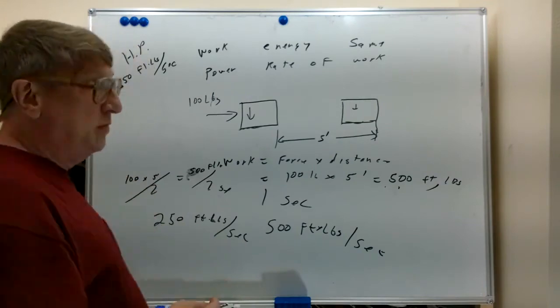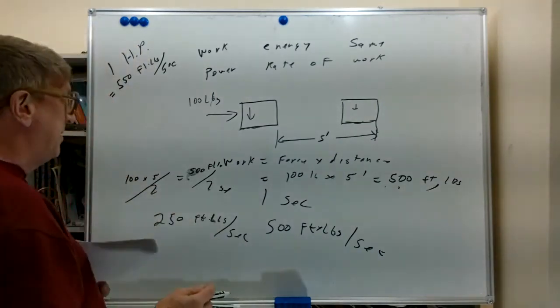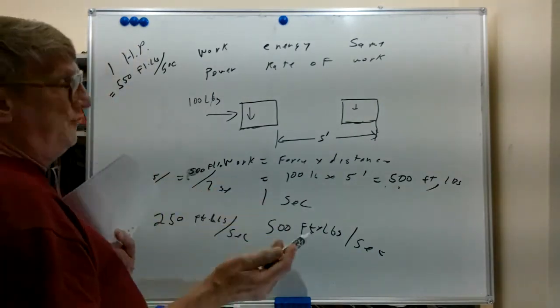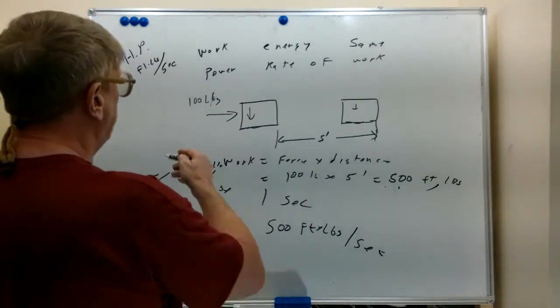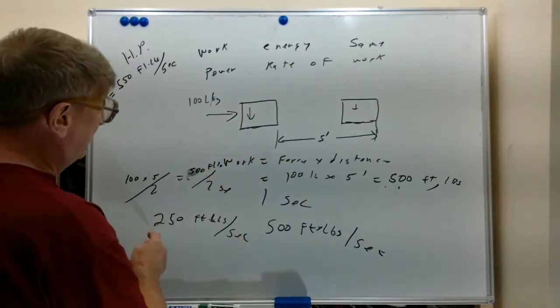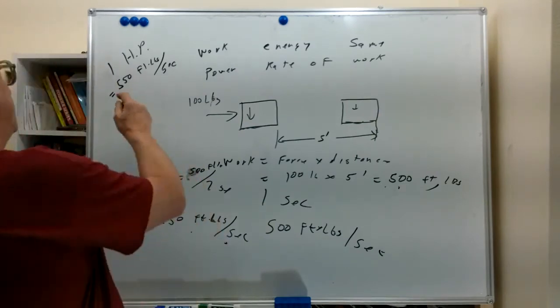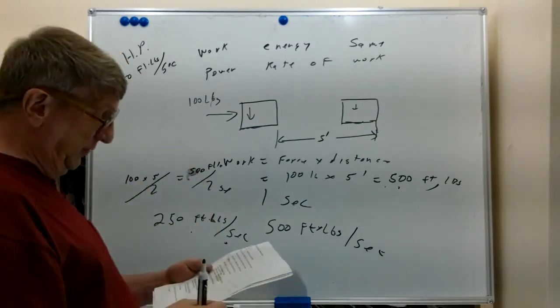And in the second case, when we moved the load slower, we did the same amount of work. We did the same 500 foot-pounds of work, but we did it in 2 seconds. So we were doing a rate of 250 foot-pounds a second, which is slightly less than 1/2 of a horsepower.